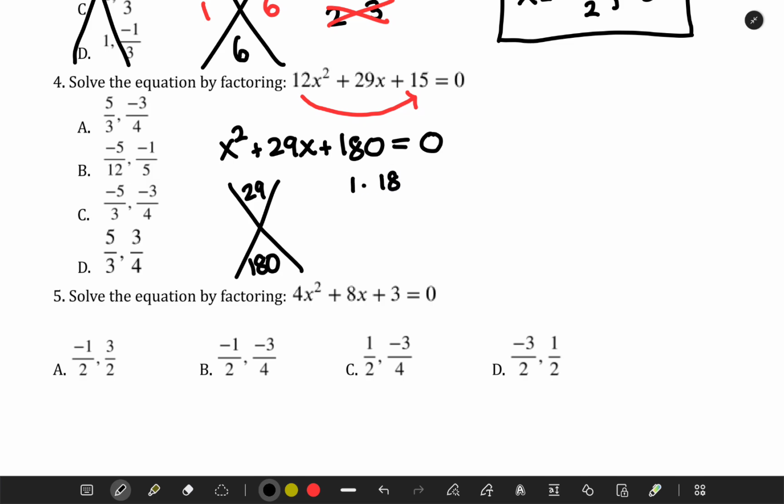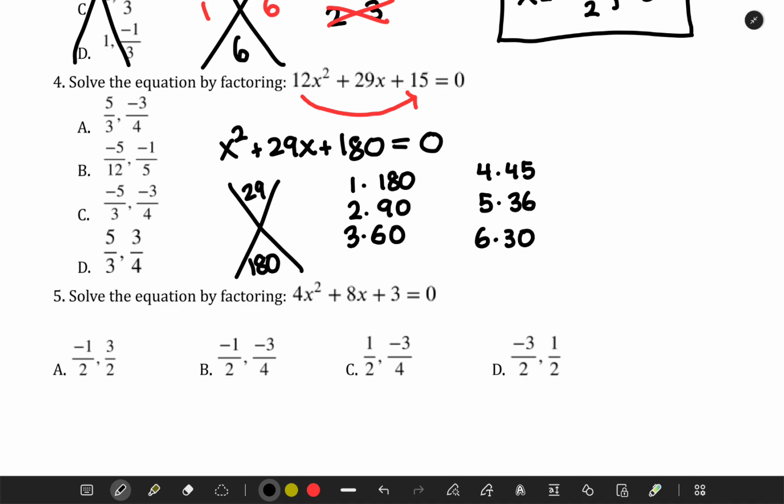1 times 180, that makes no way 29. 2 times 90, not close, but we're getting a little bit smaller. 3 times 60, no, again, that doesn't give us our answer. Let's keep on going. 4 times 45, no, not quite. 5 times, I believe this should be 36. Whoops. 6 times 30 is the next one.